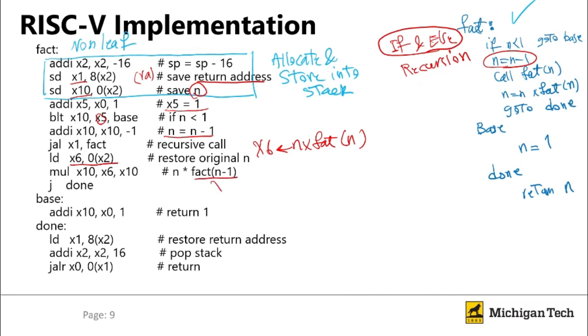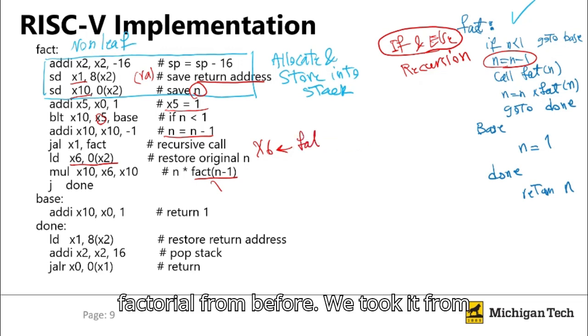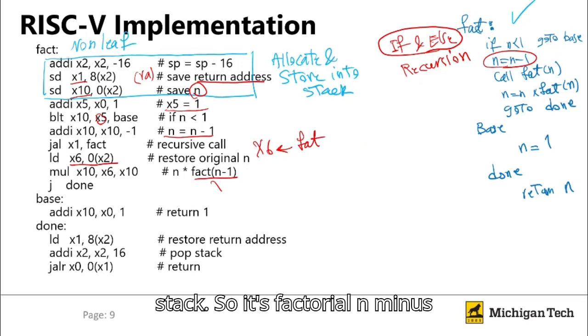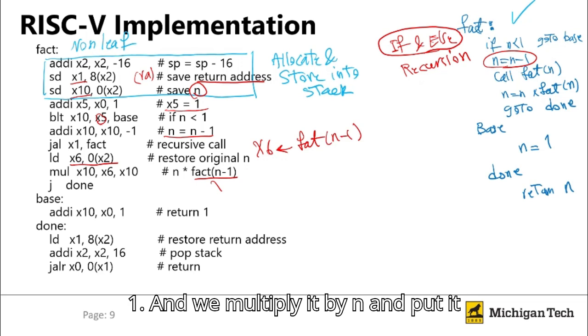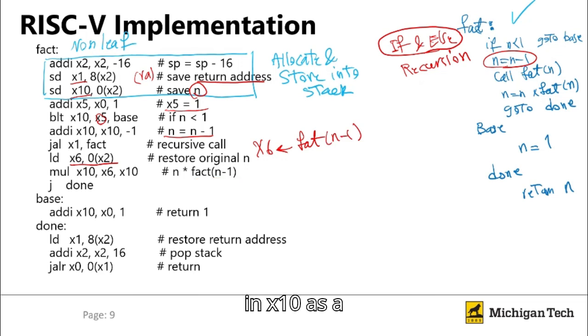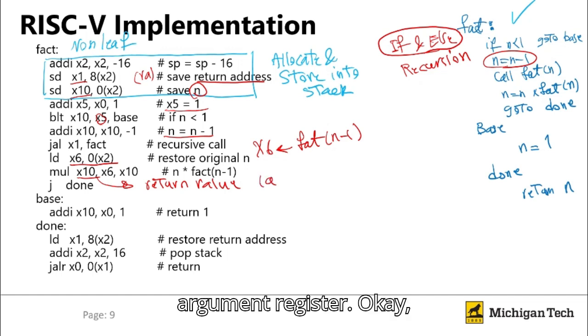Actually, sorry, this is not x6. x6 is actually the factorial from before. We took it from stack, so it's factorial n minus 1. And we multiply it by n and put it in x10 as a return value. Return value. And x10 is the argument register.